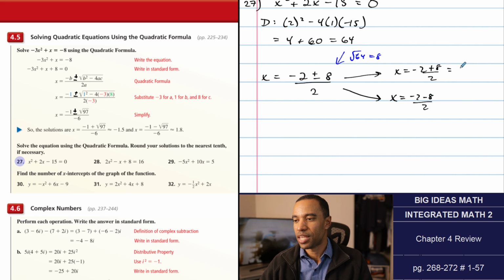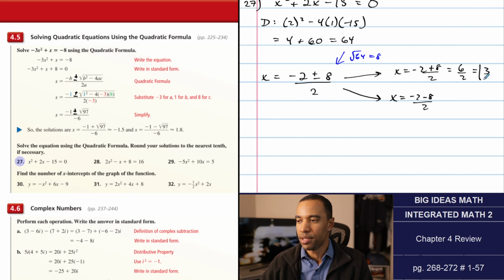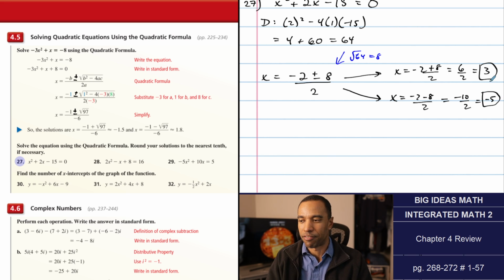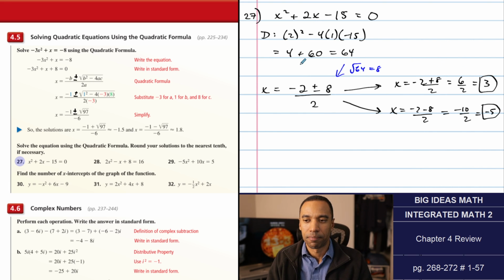So negative 2 plus 8 is 6, and 6 over 2 is 3. Negative 2 minus 8 is negative 10. Negative 10 over 2 is negative 5. That appears to be what I'd get if I solved by factoring. So I agree, and I move forward. Number 28.